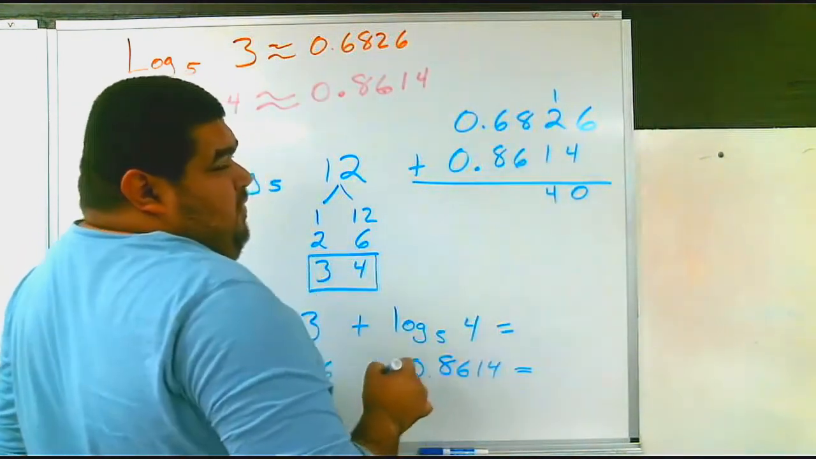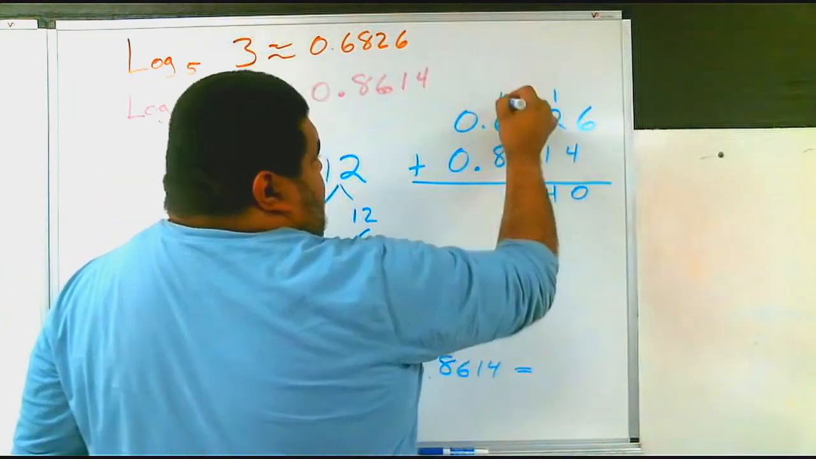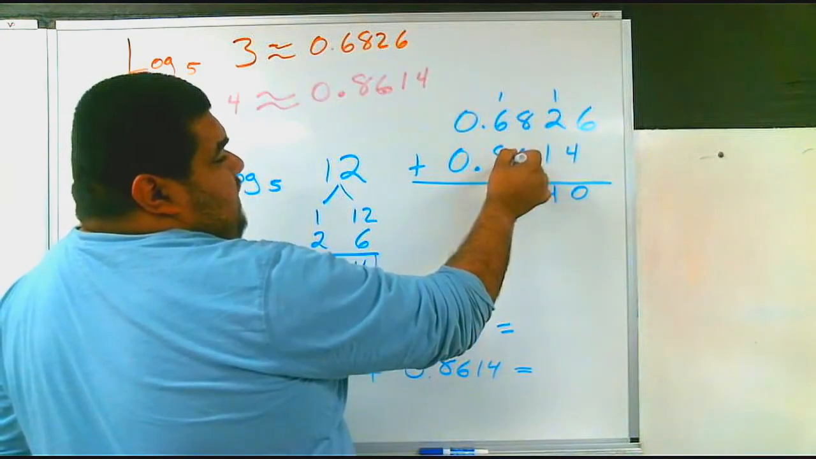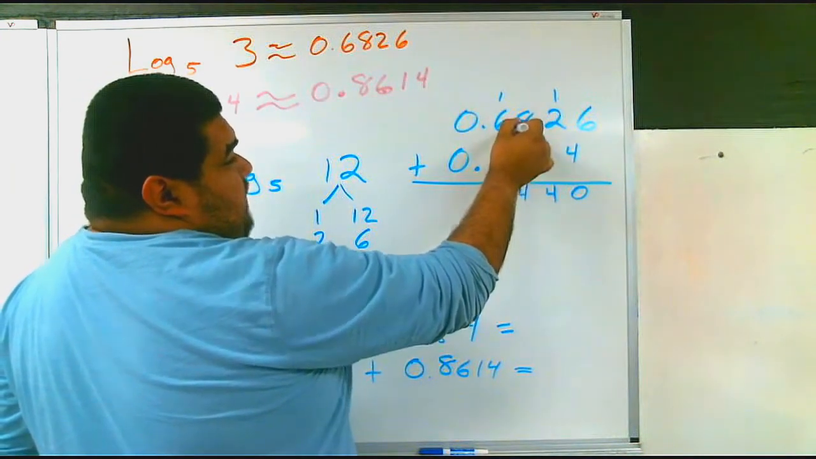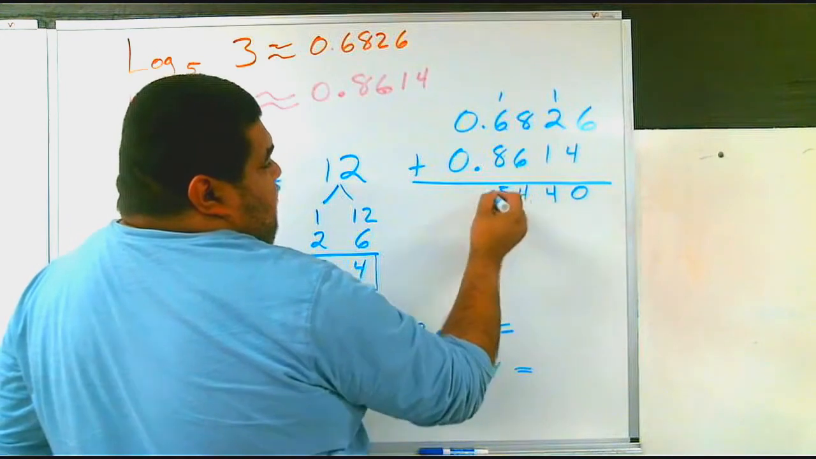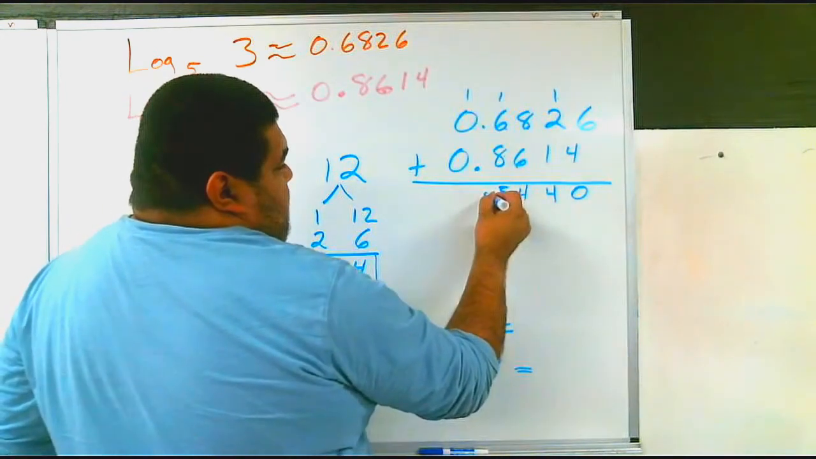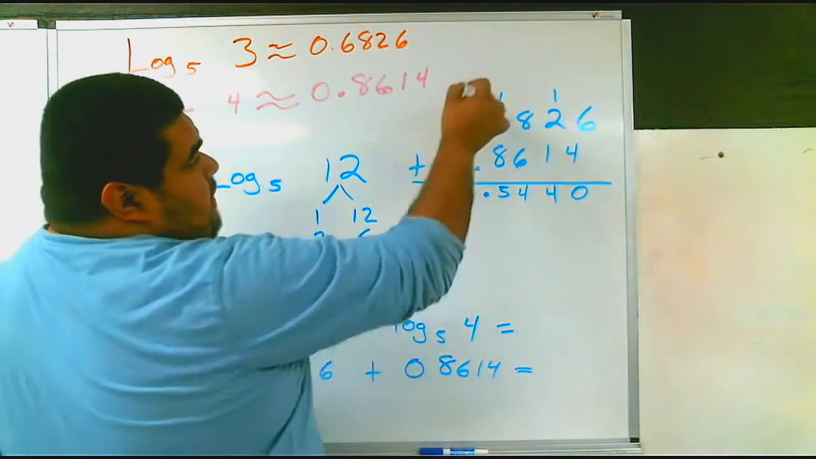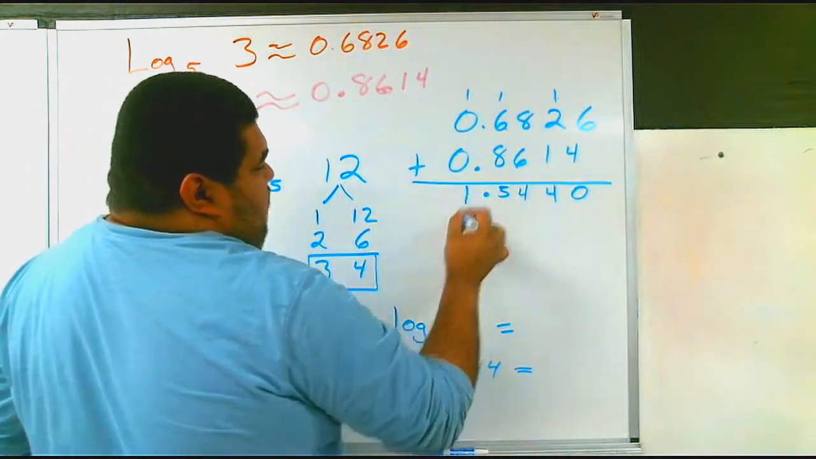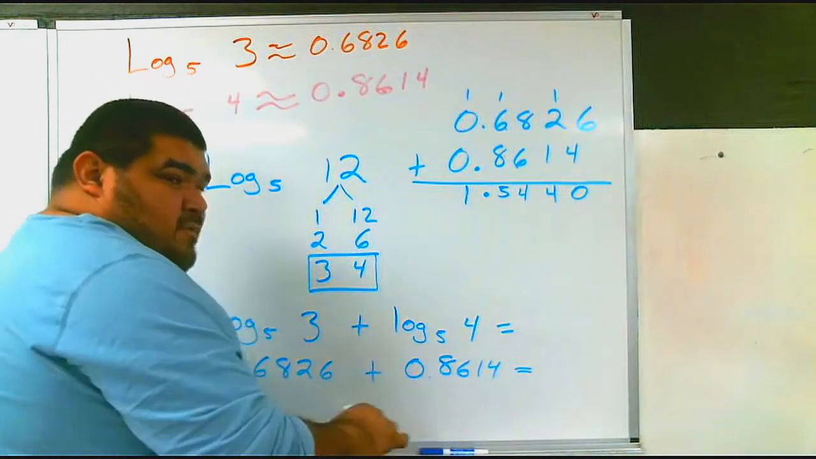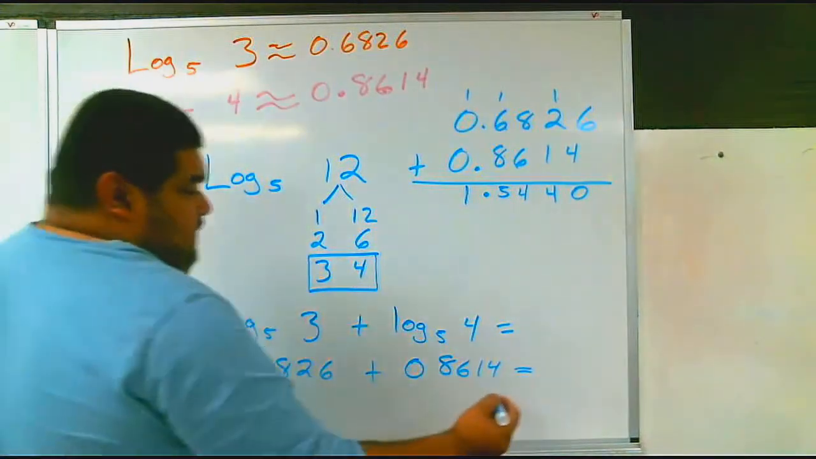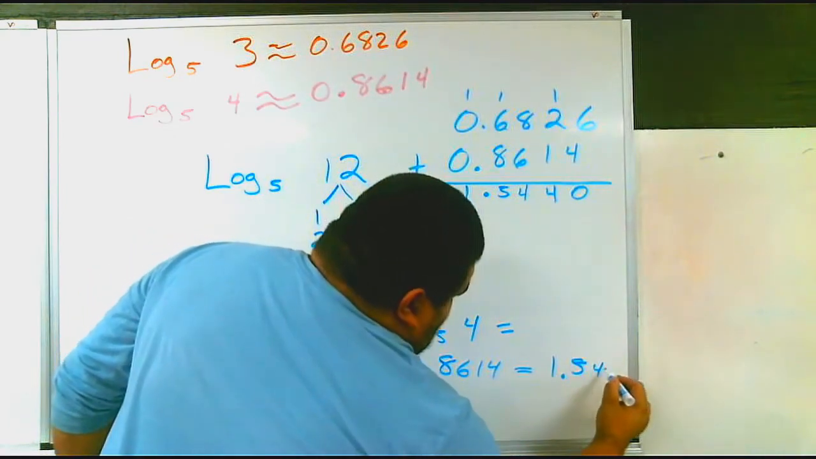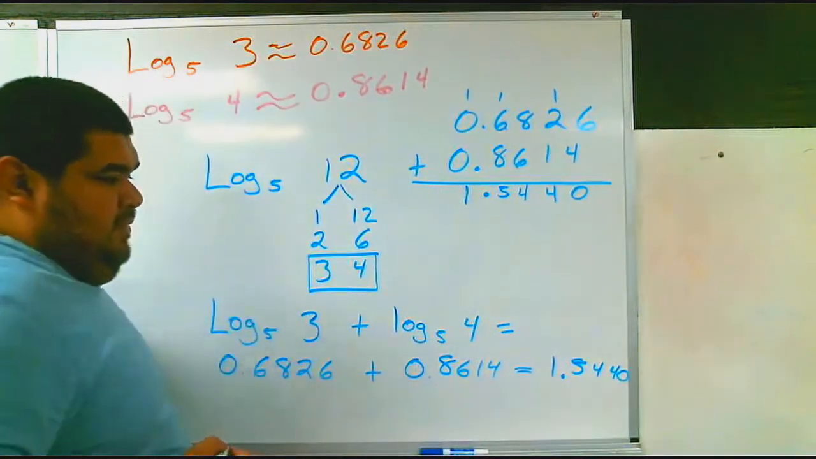And then we have 4 more. So 14. Again, we need 2 from 6 to make it 10. So that was 4 left over. So 14 plus 1 is 15. So we have 5. Bring the 1. We bring our decimal down because we're adding. It keeps it in the same place. And then 1 plus 0 is just 1. So our answer for our problem is 1.5440. And that's our answer.